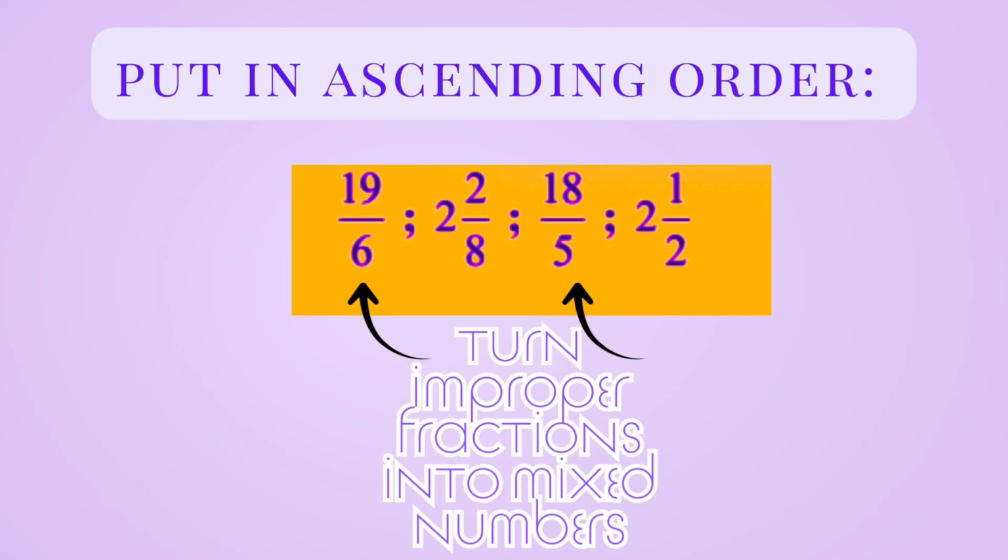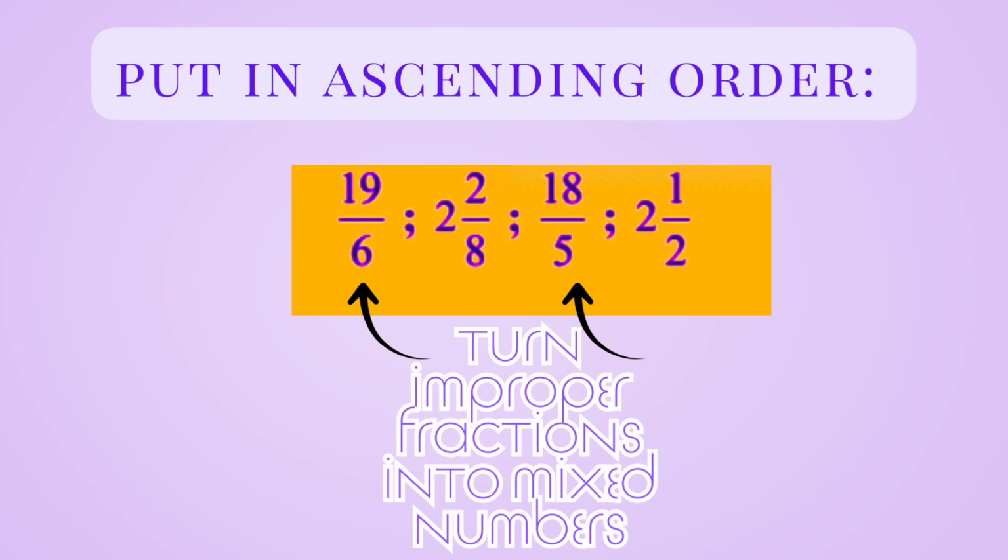To do this effectively, we need all the numbers in the same format so we can compare them fairly. I also want you to try to visualize what these numbers represent as we go through the steps. So here is step 1, converting improper fractions to mixed numbers. This is important to do first.